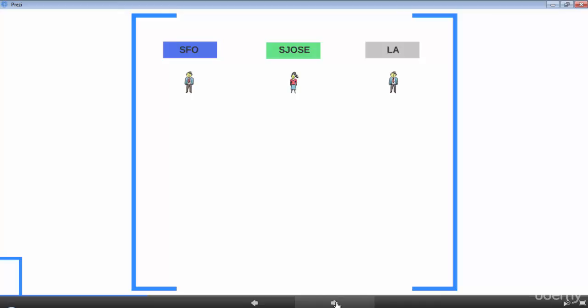Just for illustration purposes, let's focus on only 3 cities: San Francisco, San Jose, and LA. Person 1 will be in charge of SFO. Person 2 will be in charge of San Jose. And person 3 will be in charge of LA. Okay, so far so good, right? You have divided the California state into cities, and each city is assigned to a person. And they are responsible for finding the population of the assigned city.